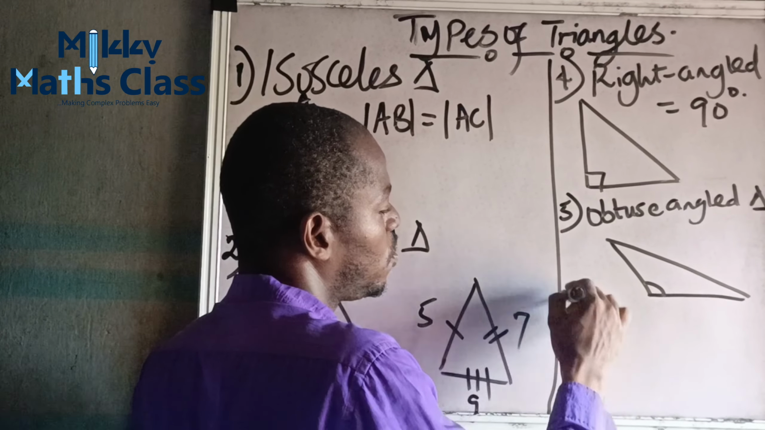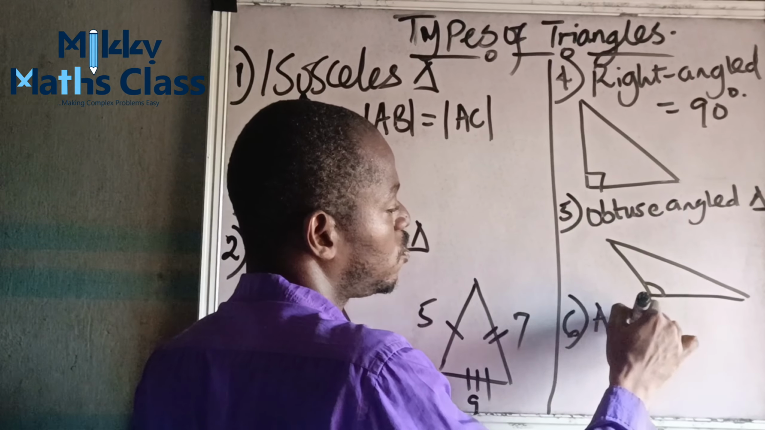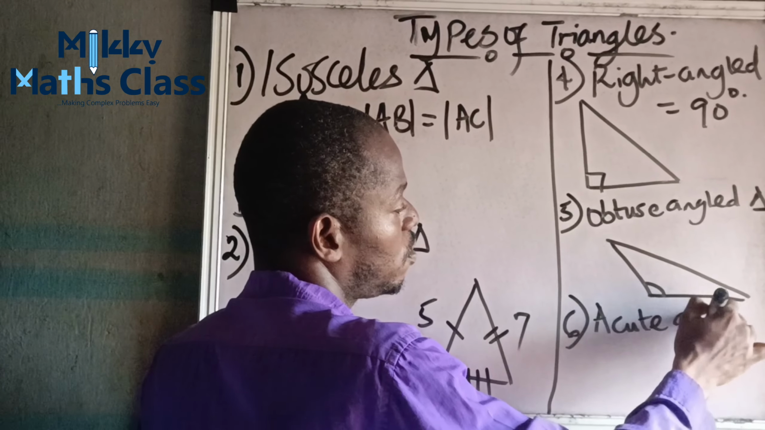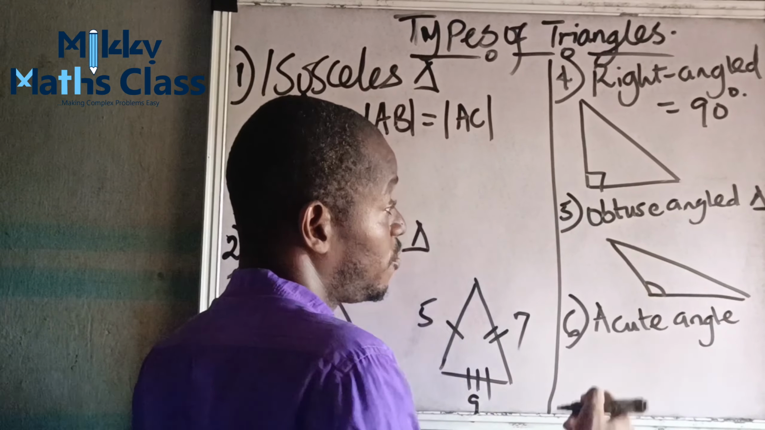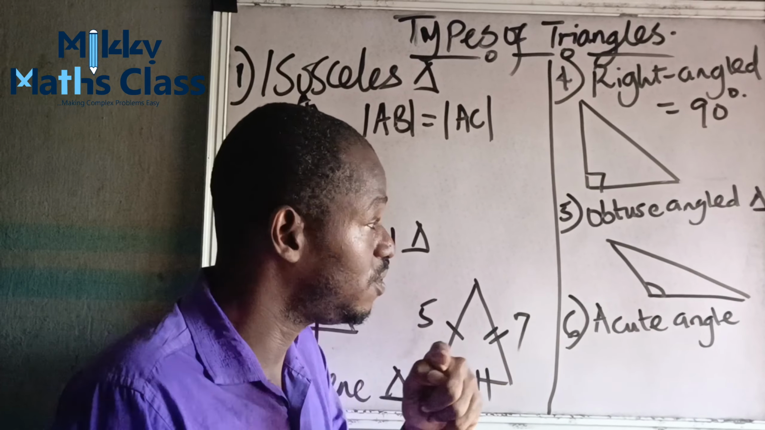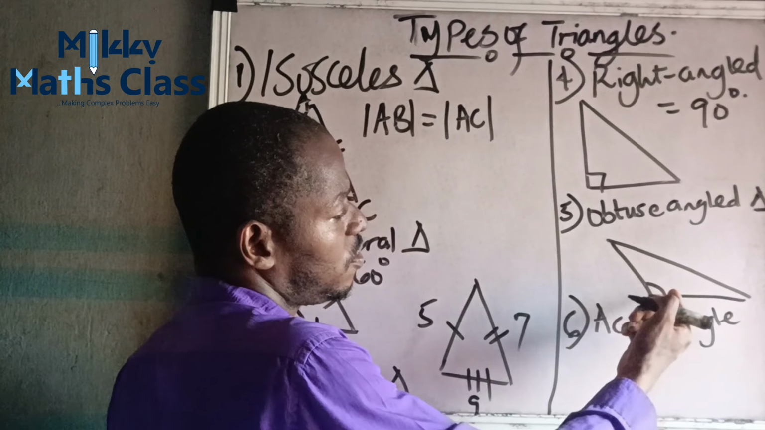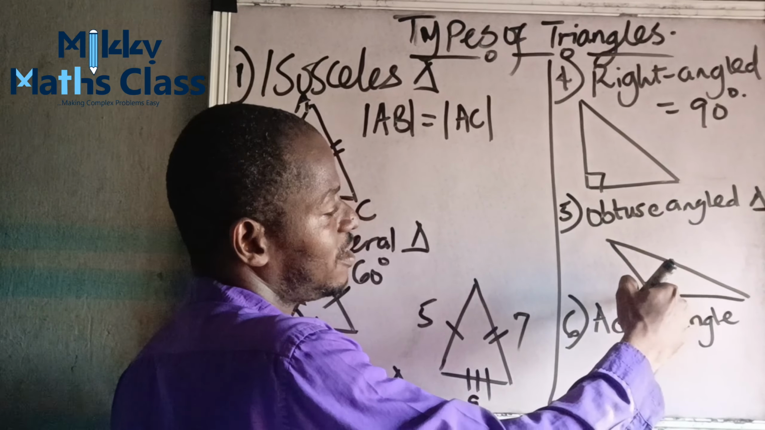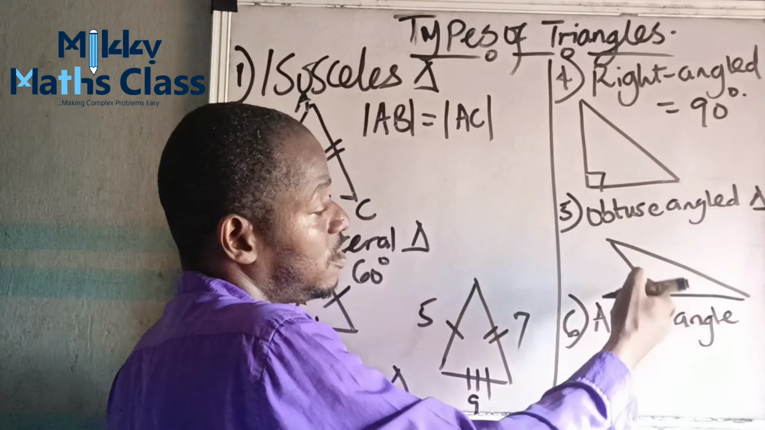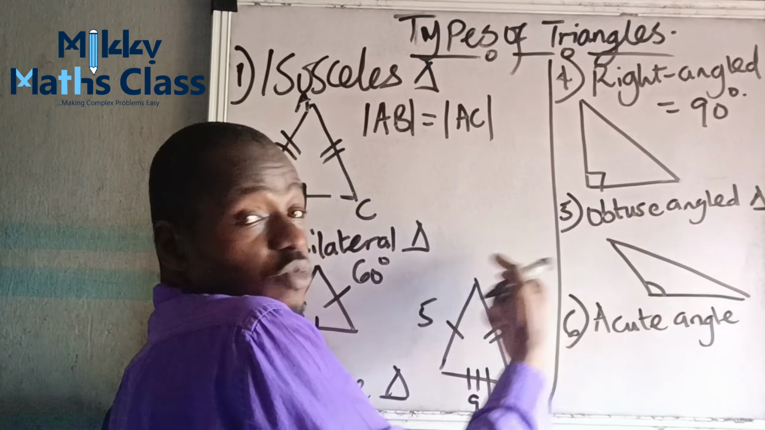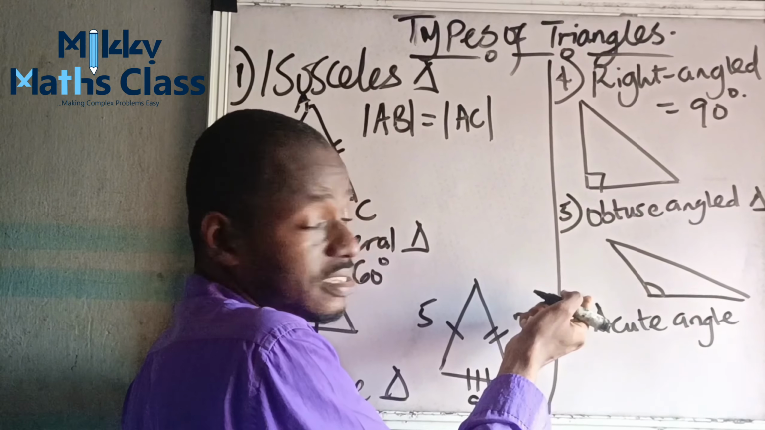And the last one, you have an acute angle triangle. You know, from the word obtuse, an obtuse angle is an angle that is greater than 90 degrees but less than 180 degrees. You see, this angle here is bigger than 90. Assuming it's 90, it will be straight like this. This one is going this way. That means it's more than 90, but it's not up to 180 degrees.